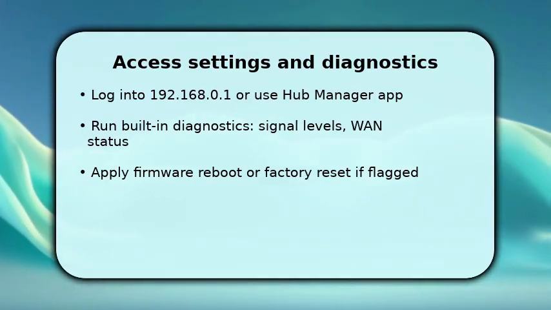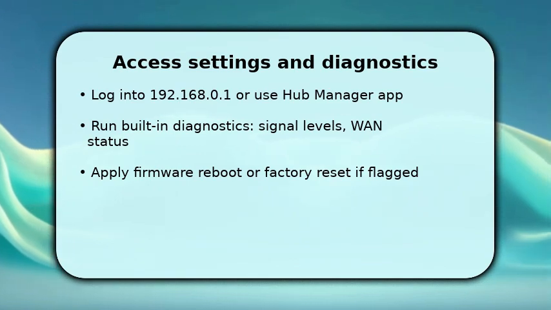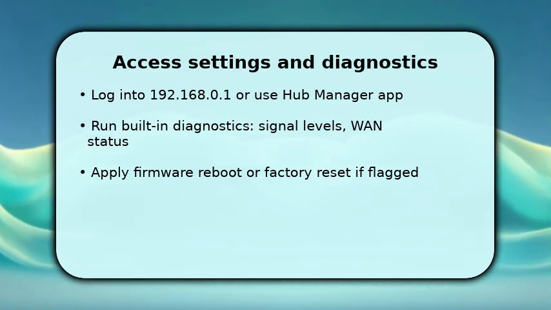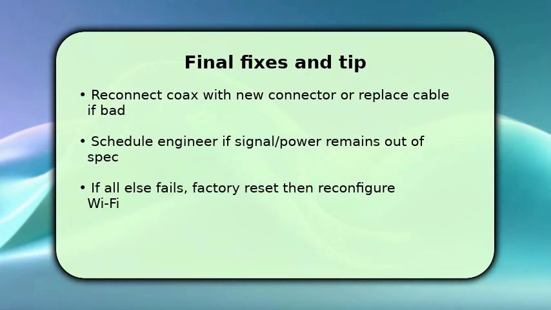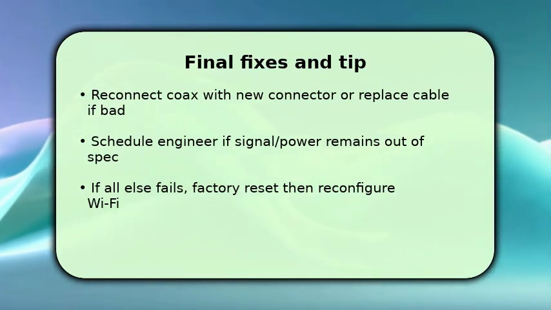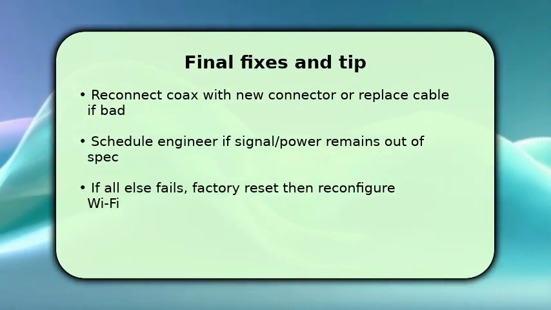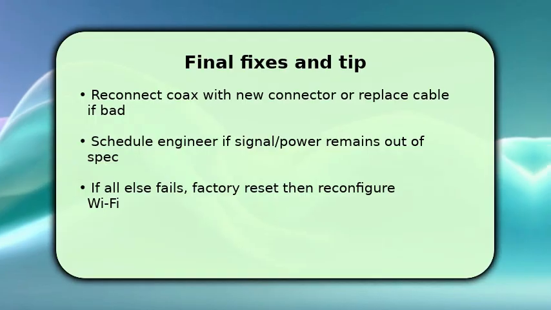You finish by replacing suspect coax or connectors and rechecking hub diagnostics, because physical cable faults are common. Once done, verify internet by connecting a wired device. Wired success isolates Wi-Fi issues.